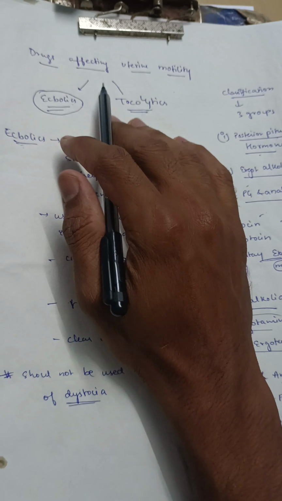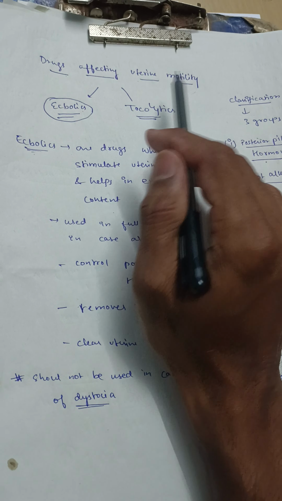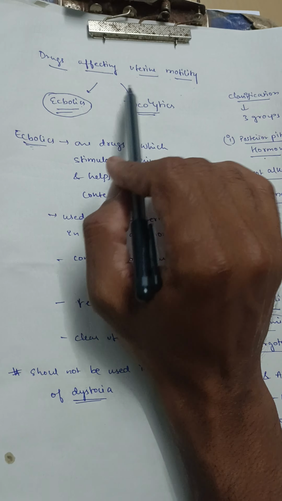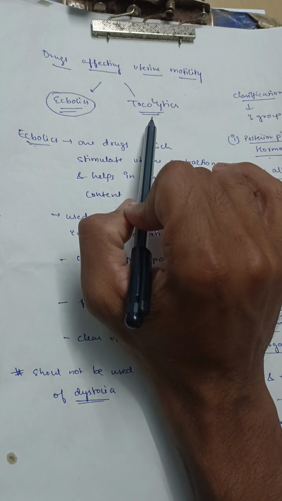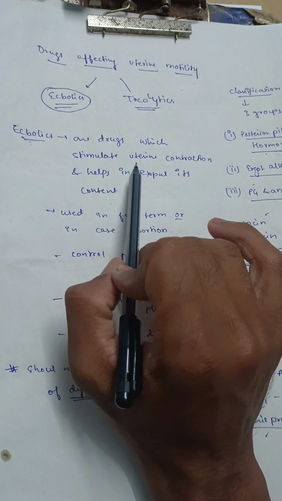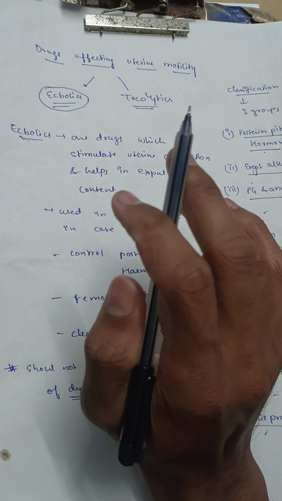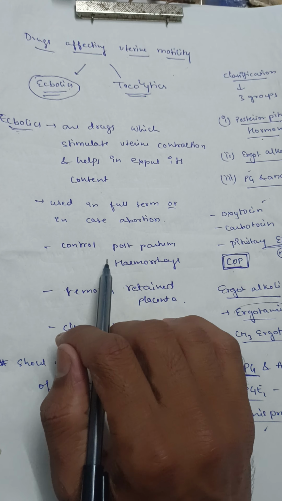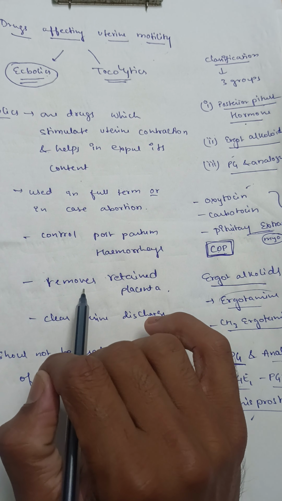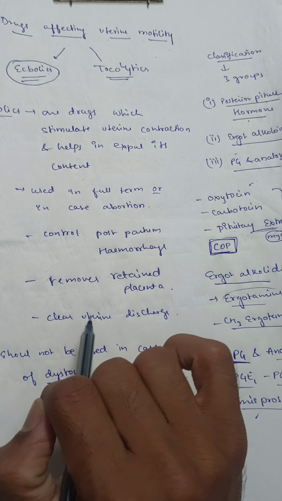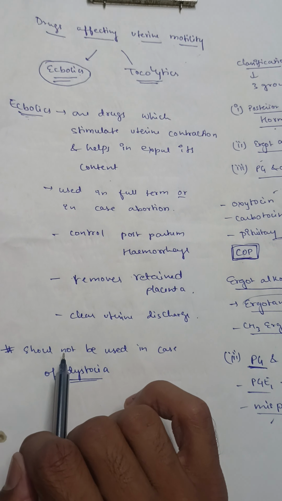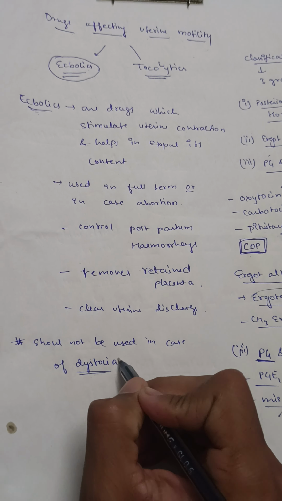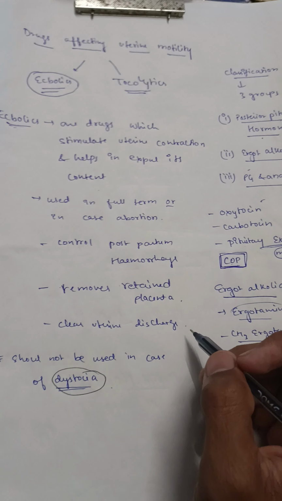The drugs affecting uterine motility, there are two groups of drugs that affect the uterine motility, that are ecbolics and tocolytics. Ecbolics are the drugs which stimulate uterine contraction and helps in expels its content. It is used in full term or in case of abortion. It controls the postpartum hemorrhage. It removes the retained placenta. It clears the uterine discharge, and contraindication is this: it should not be used in case of dystocia. Okay, it should not be used in case of dystocia.